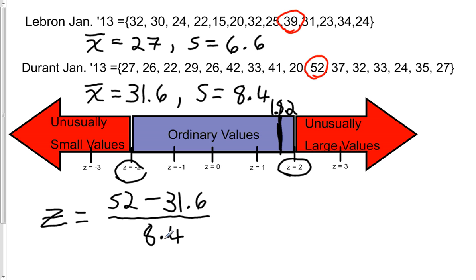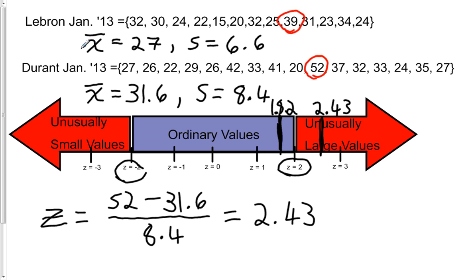We have 52, subtracting 31.6, and we divide that answer by 8.4. And we get that the z-score for this data value is 2.43. So 2.43 would be up here somewhere, and that indeed is an unusual value based on the z-score. So that night was an exceptional night for Kevin Durant.